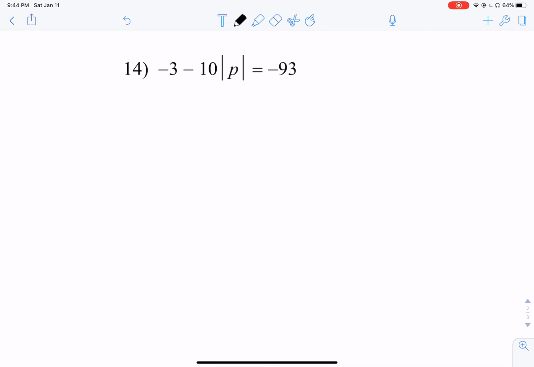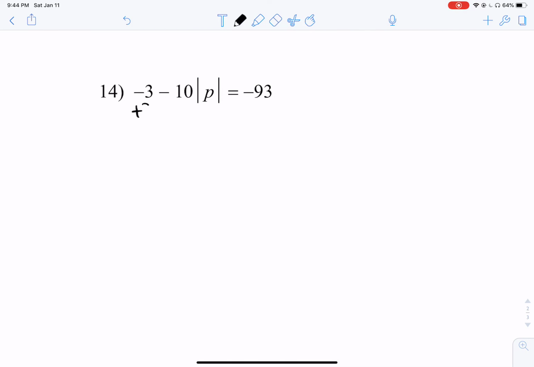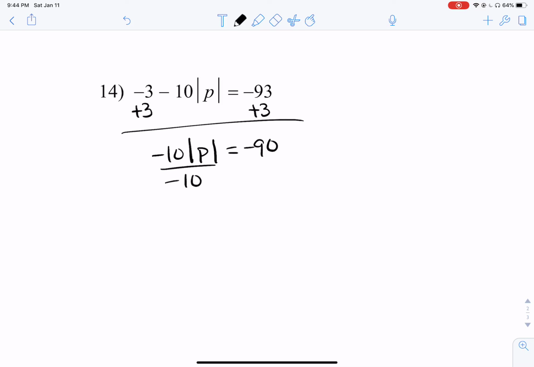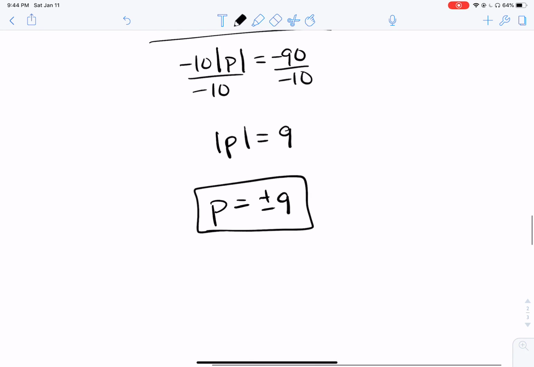And then finally, number 14. To solve this equation, we would add the 3 to both sides first. Negative 10 multiplies with the absolute value of p and is equal to negative 90. We would then divide by negative 10, and the absolute value of p is equal to 9. So just like the previous three examples, the value of our variable has to be either positive or negative 9. Okay, so there you go.